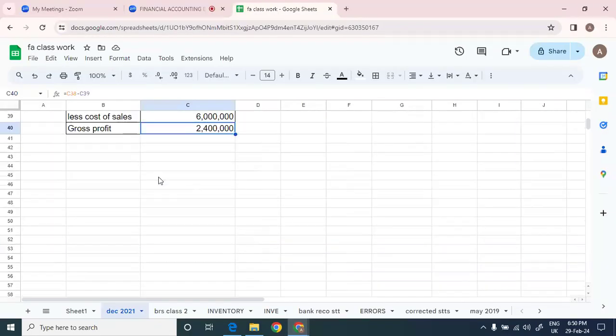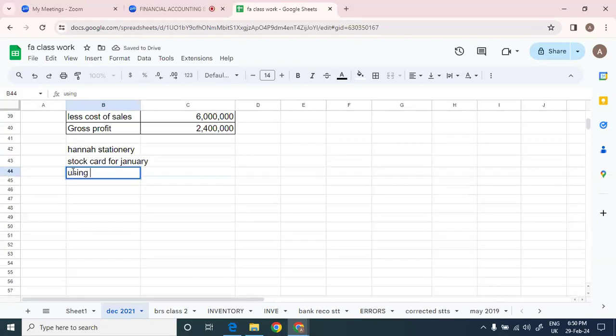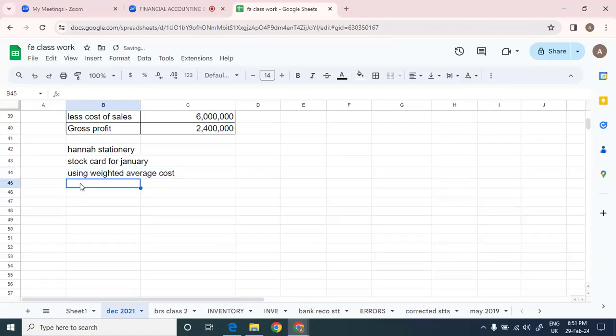We come here, we say Hannah Stationery stock card for January using weighted average cost of inventory valuation.